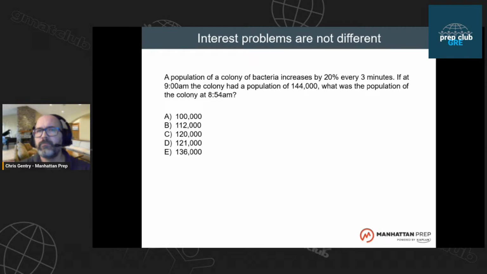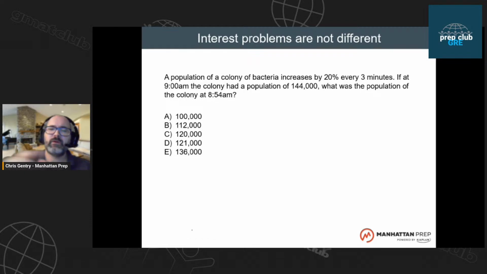Bilal is asking, can you talk about the rules regarding adding and subtracting percentages? Interesting question. Let's see what we have. So let's bring my pen tool back. Let's set up this problem.